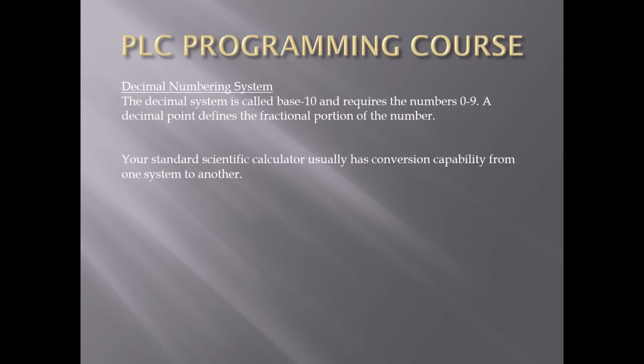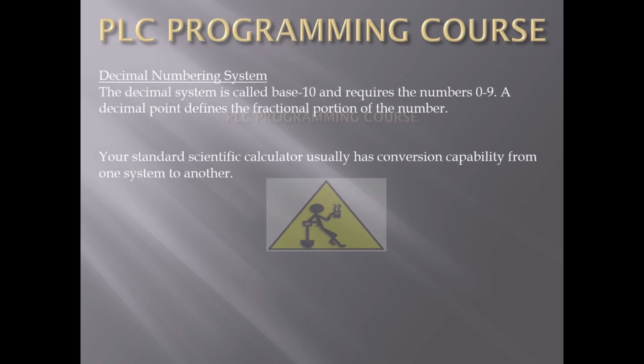The decimal numbering system is called base 10. It requires the numbers 0 to 9. A decimal point defines the fractional portion of the number. Your standard scientific calculator usually has conversion capability from one system to another.